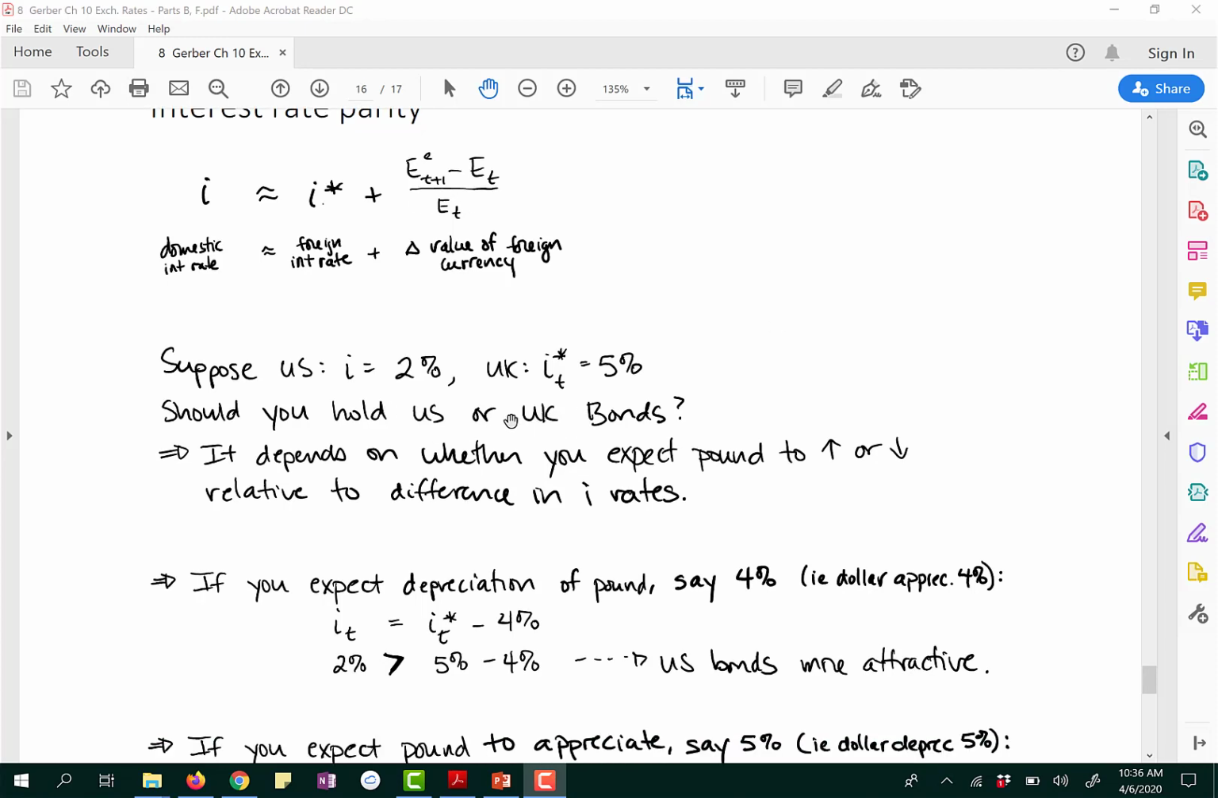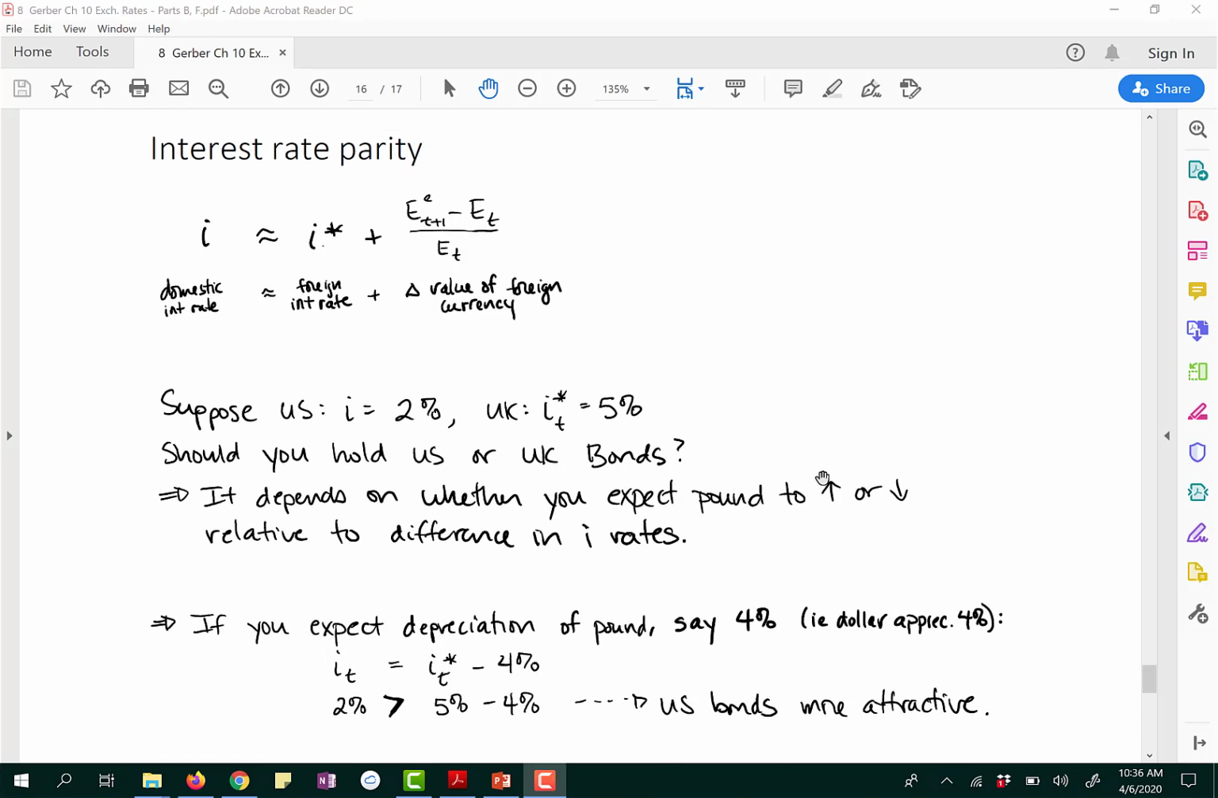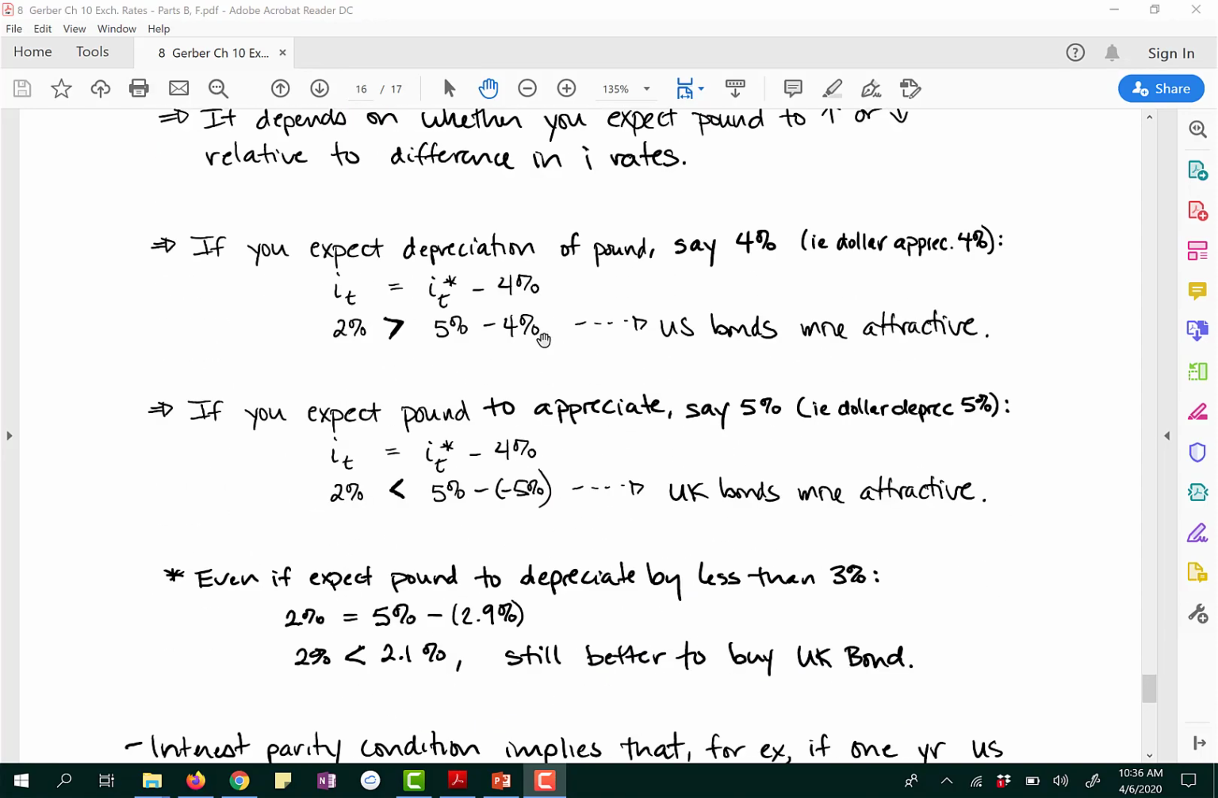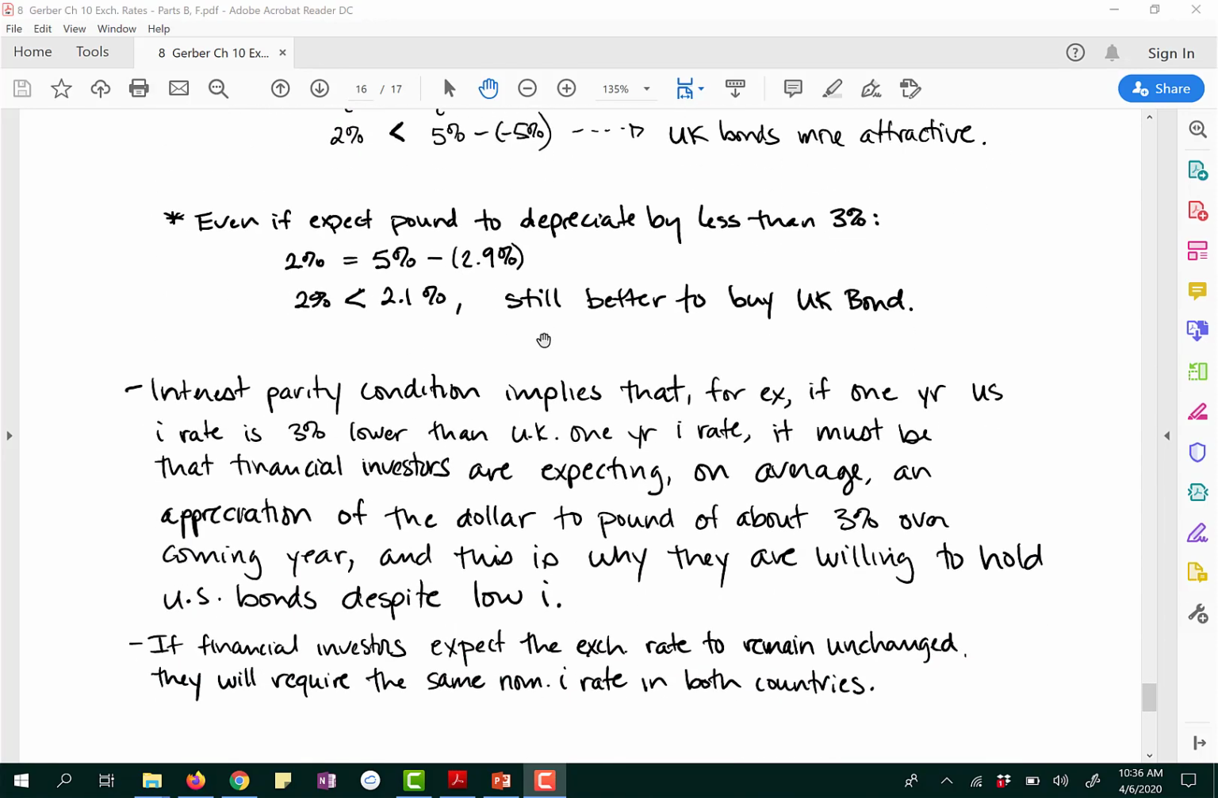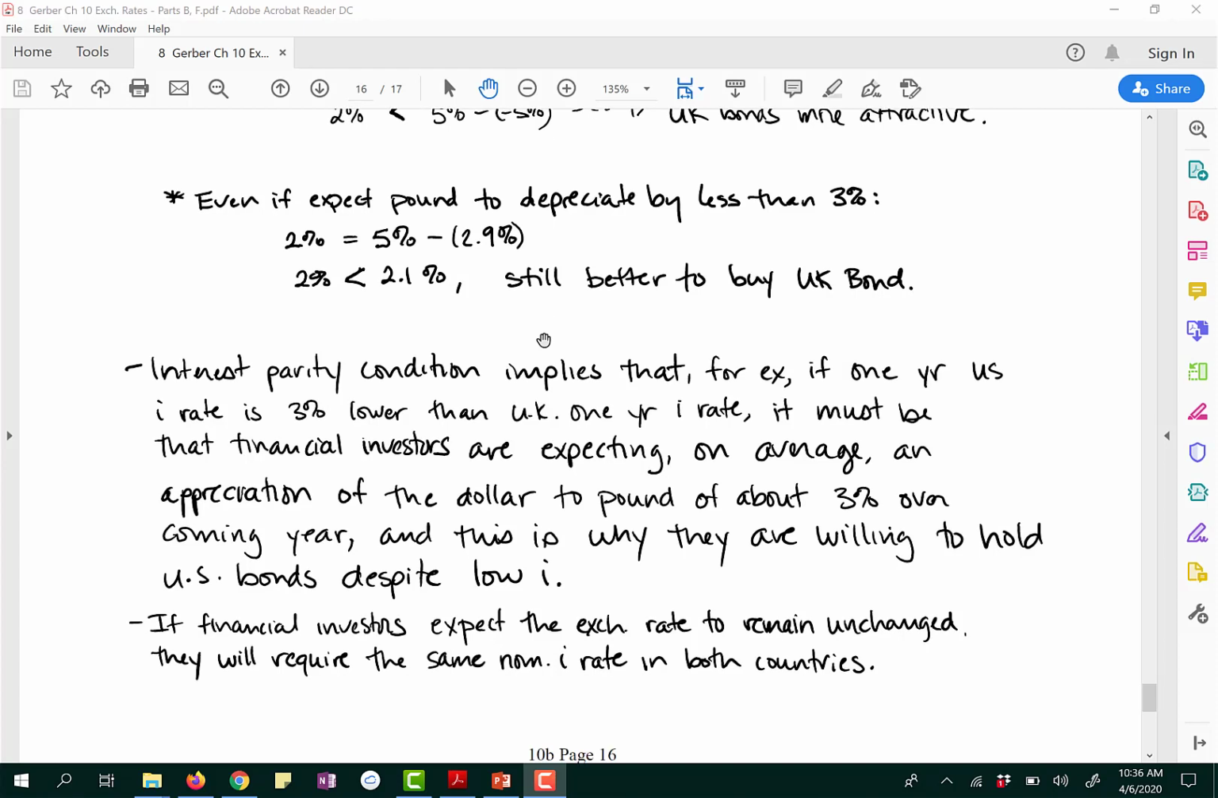So which bond should you hold in this situation? It also depends on whether you expect the pound to appreciate or depreciate. If we plugged these numbers into the equation here, we would see that the equation essentially infers that the market widely expects the pound to depreciate by 3%. So this is stated in the bottom of the notes.